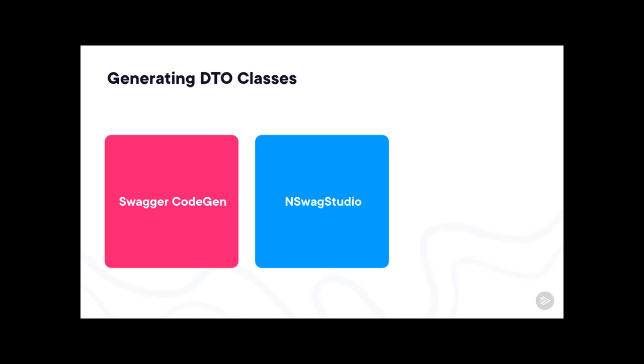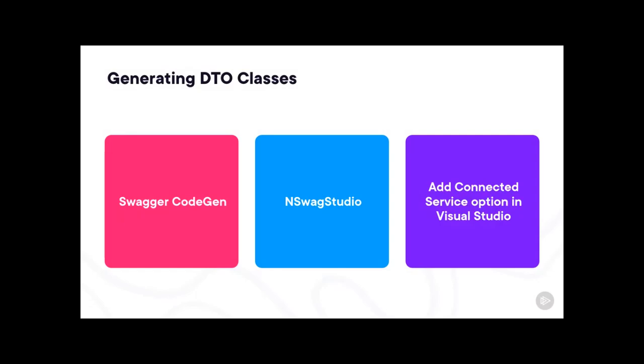Lastly, we can generate DTOs and code inside of Visual Studio via the Add Connected Service option. Behind the scenes, this one actually uses NSwag. It's on par with the current version of OpenAPI, which is version 3 at the moment of recording. We will start with looking into this, and after that, we will tackle NSwag Studio.